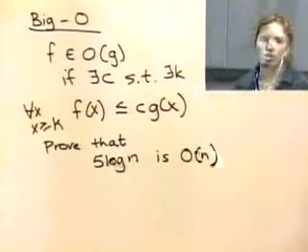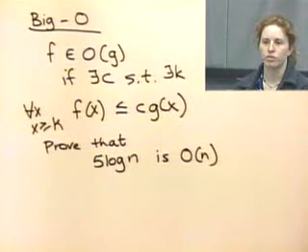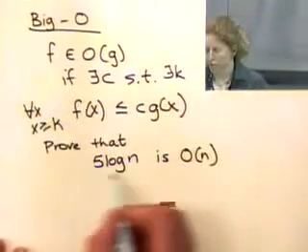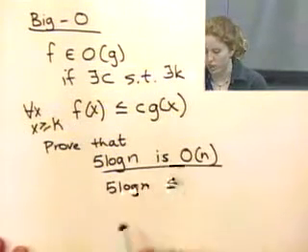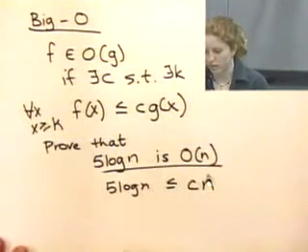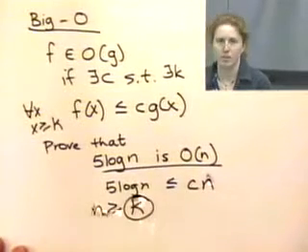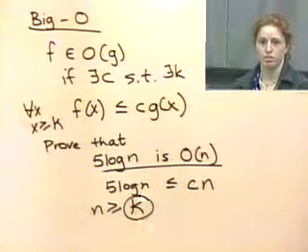So let's prove that 5 log n is Big O of n. In an induction proof, I have to start with a basis and assume and prove. If I'm proving this, I have to prove an inequality: 5 log n is less than or equal to c times n, where n is greater or equal to k. So what's k going to be in my induction proof? It'll be the basis, right?